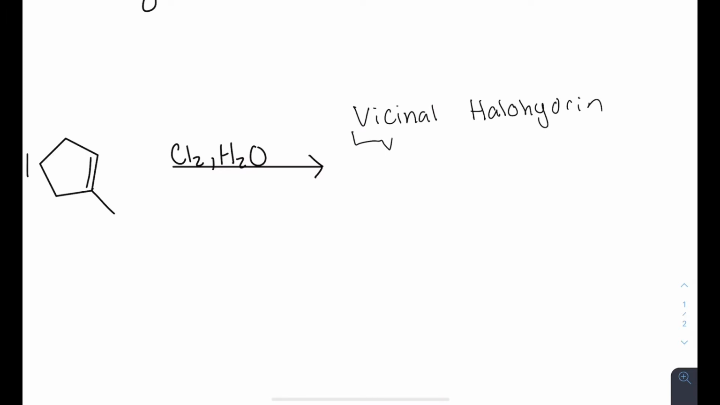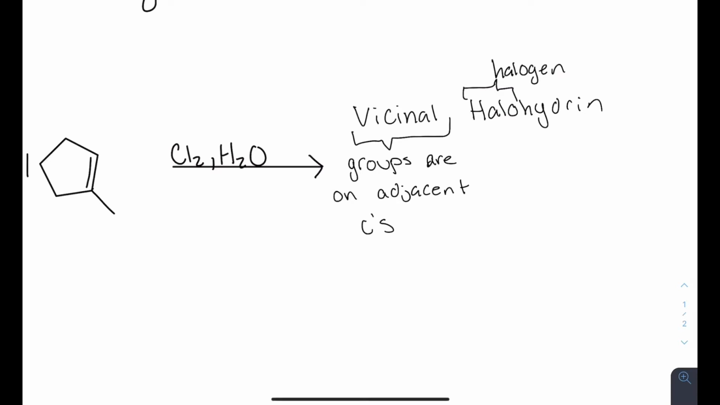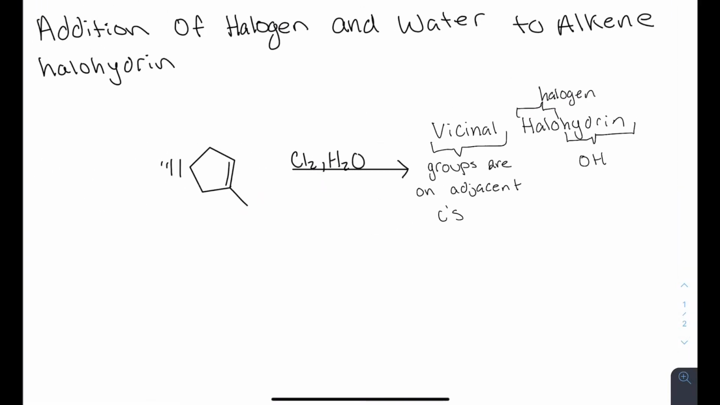Alright, vicinal means groups that are on adjacent carbons, and halo as in a halogen, and hydrin as in a hydroxide group. Basically, we are going to be ending with the molecule that has a halogen and a hydroxide group that are on adjacent carbons. The first step of this reaction will be using the pi electrons to attack the Cl2.